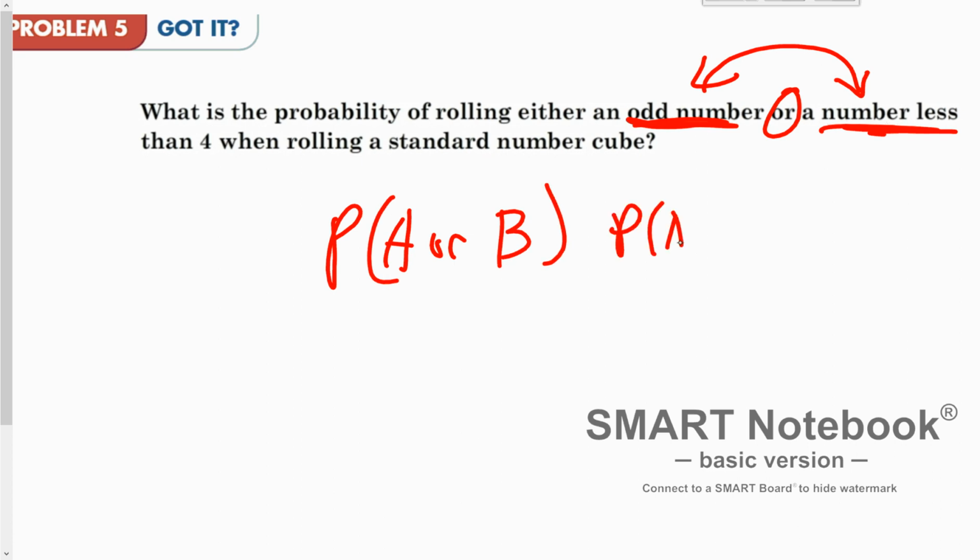Add the probabilities separately, then subtract the likelihood of them happening together. Yep. Go ahead and do it.